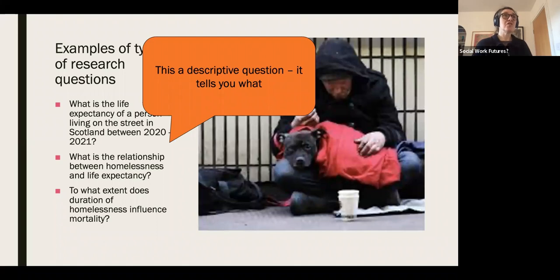So you can see, the first one is a descriptive question. It tells you what is the life expectancy of a person who is living in the street, so who is street homeless within a particular time frame. And notice it's really important to nail exactly when and where you're looking at. So this gives you information. It doesn't tell you why, it doesn't tell you how, it doesn't tell you what it feels like, but it tells you something that might be worthy of exploration.